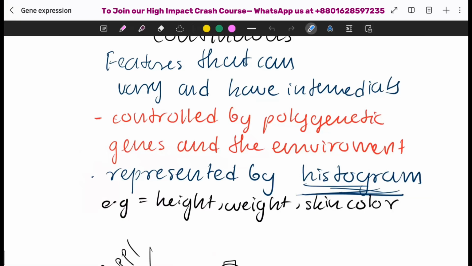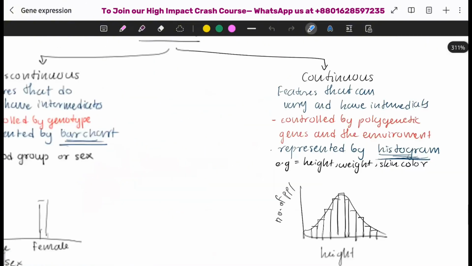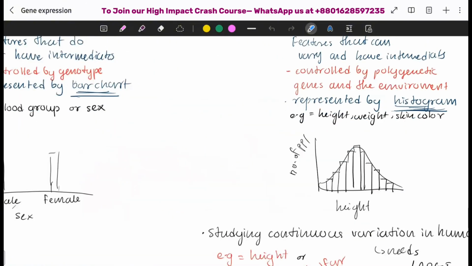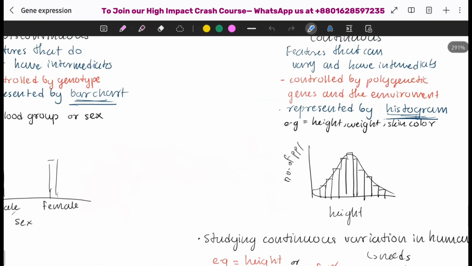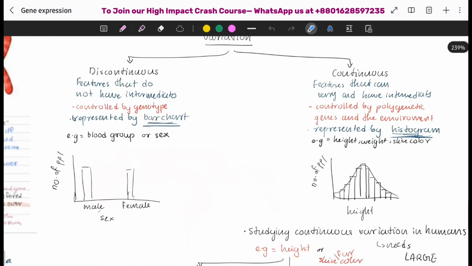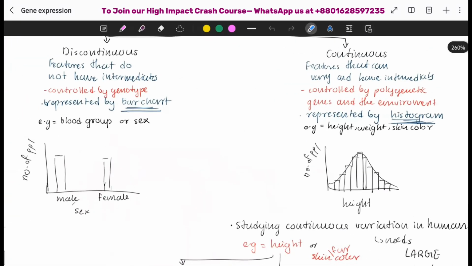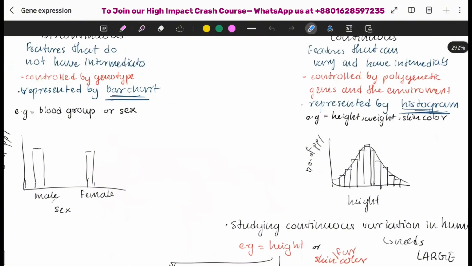Or let's say the father has a blue eye, the mother has a green eye, and the daughter that's produced has an intermediate eye color. Okay, so that's when it's a polygenetic gene. Weight, same for weight, everything. Anything that has intermediates is a continuous one. And studying continuous variation in humans: height, fur, skin color.